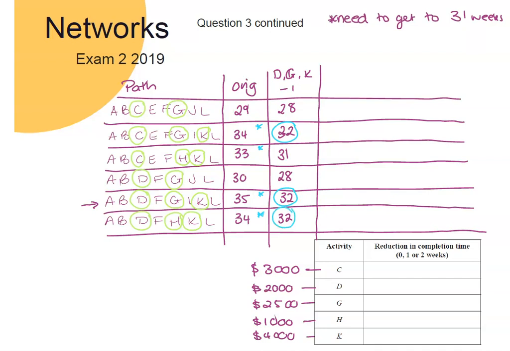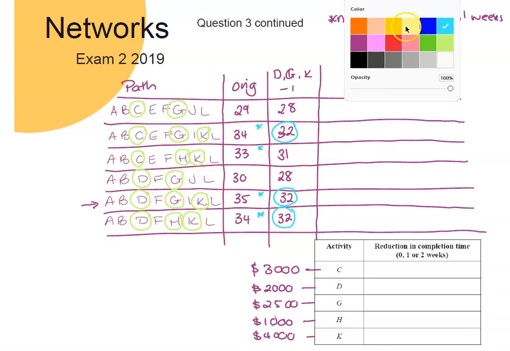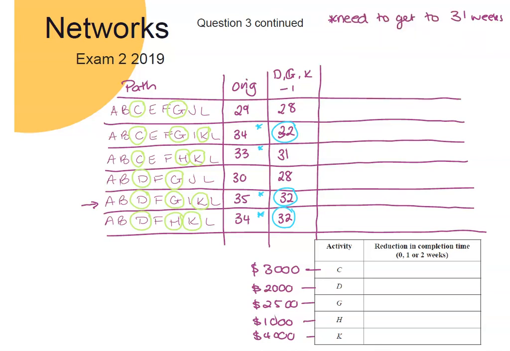Okay, and we have only reduced by 3 so far. We still need to reduce by 1 more. So looking at those paths, is there anything that is common? Okay, so not out of the G, G, and K, but is there anything else? And we can see no. We've still got that combination there.